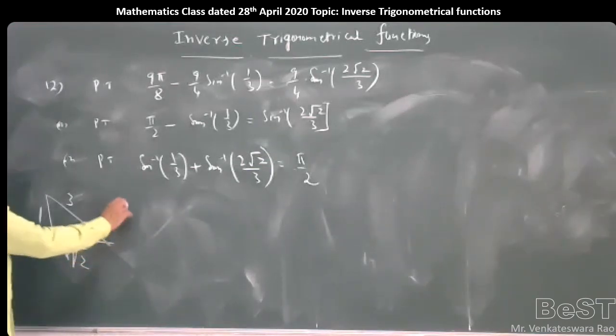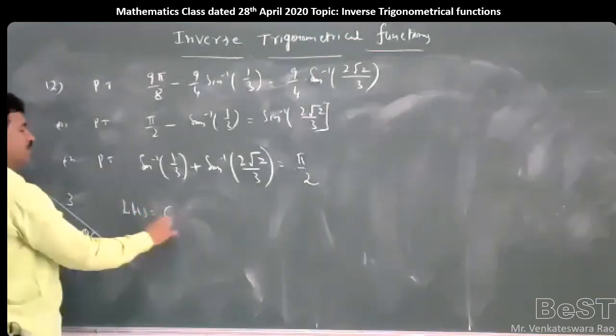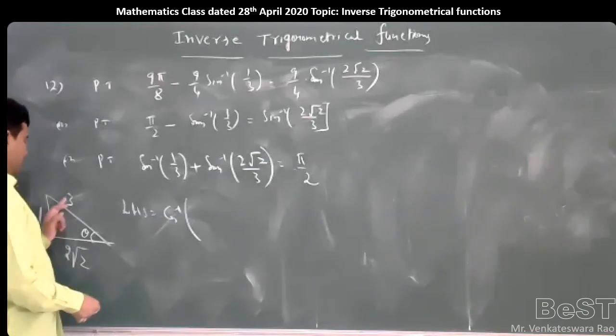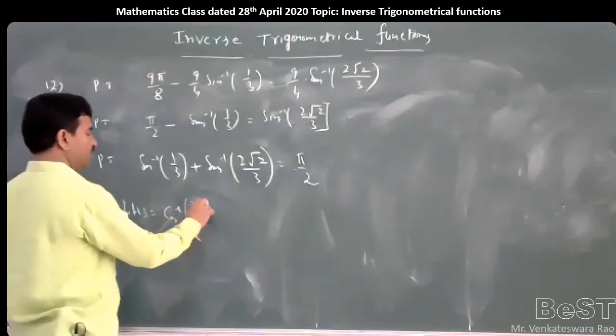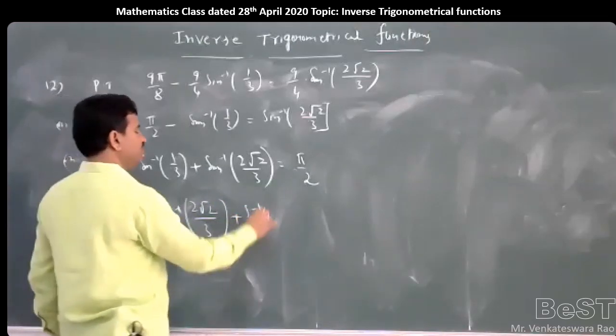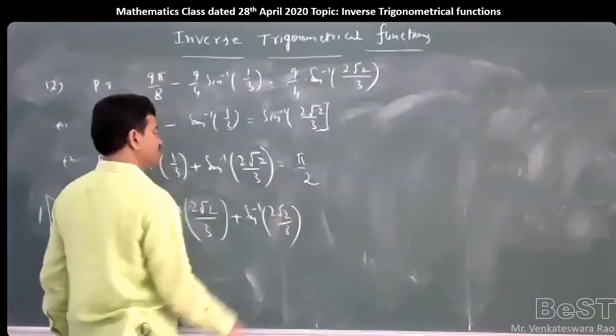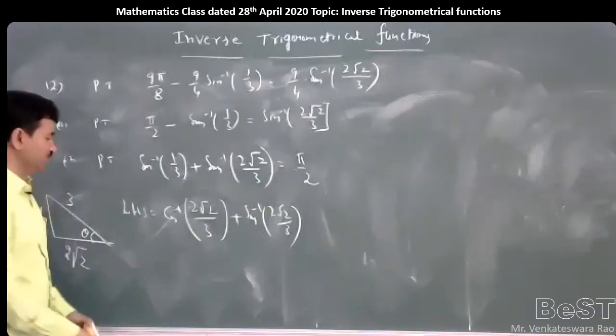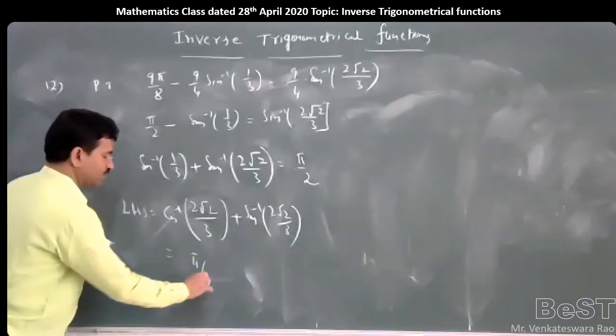So I am taking the LHS as cos inverse of, what is the cos definition? Adjacent side by hypotenuse. So cos inverse of 2 root 2 by 3 plus sine inverse of 2 root 2 by 3. We know that cos inverse of x plus sine inverse of x value is pi by 2. That's all. Over.